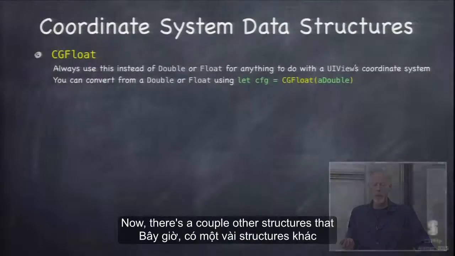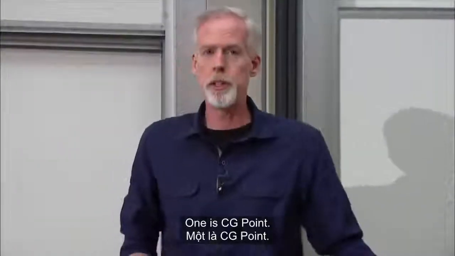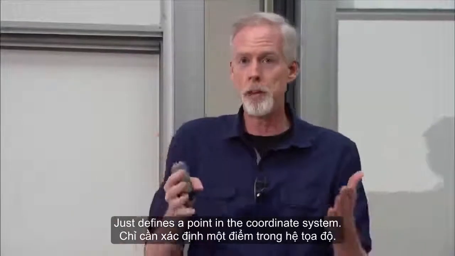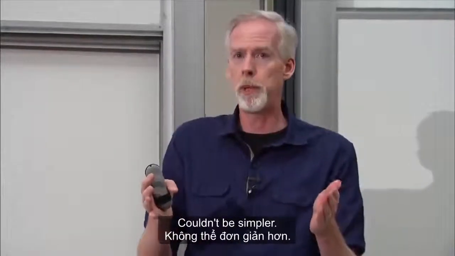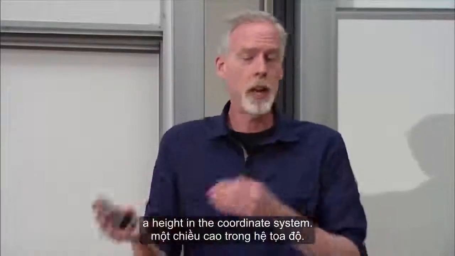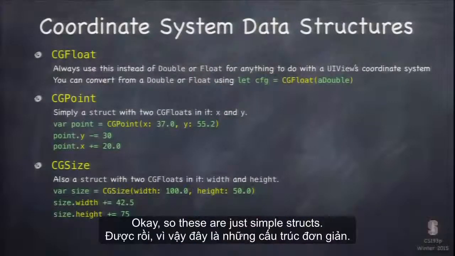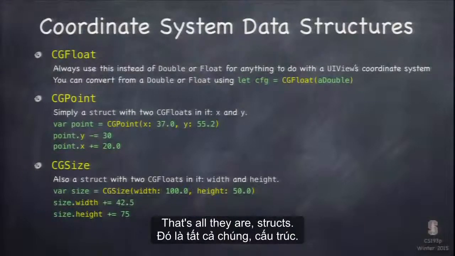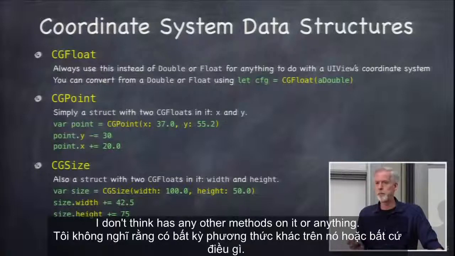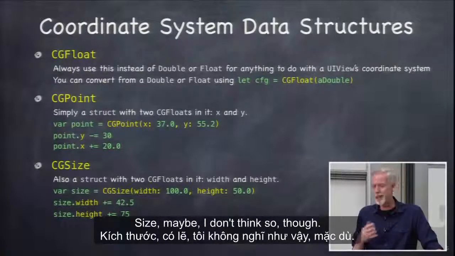Now, there's a couple other structs that are important here. One is CGPoint. It's just two CGFloats, x and y. It just defines a point in the coordinate system. Couldn't be simpler, okay? And there's also CGSize. It just defines a width and a height in the coordinate system, okay? So these are just simple structs. That's all they are, structs. I don't think point has any other methods on it or anything. Size, maybe, I don't think so though.